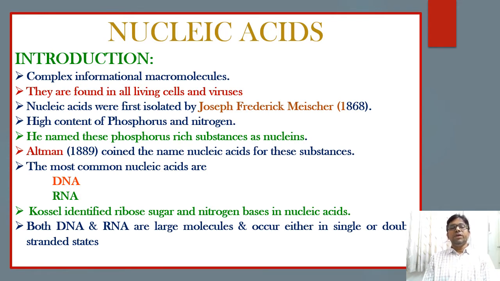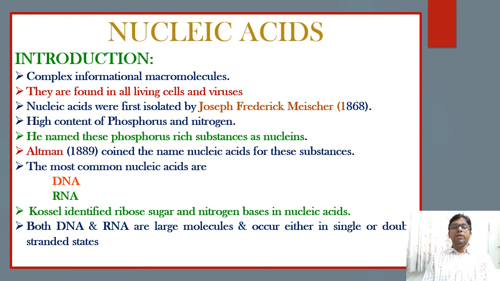By the 1950s, scientists had observed two types of nucleic acids. They are DNA and RNA, deoxyribonucleic acid and ribonucleic acid. Kossel identified sugar and nitrogen bases in nucleic acids.